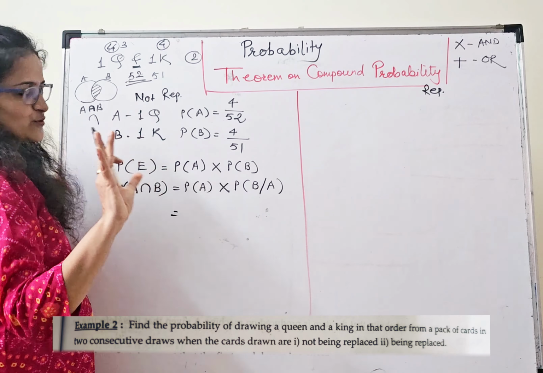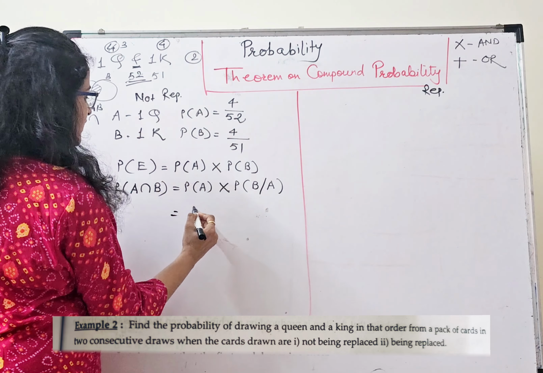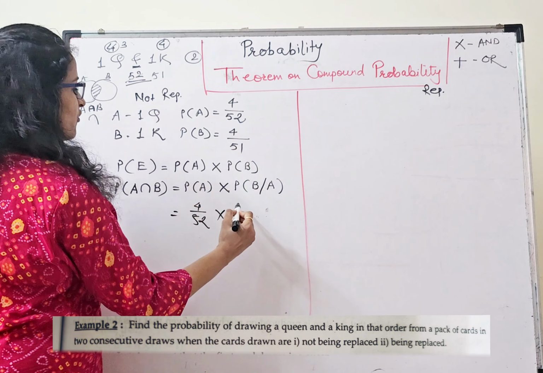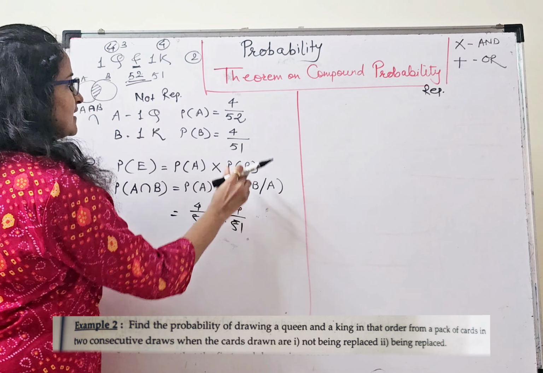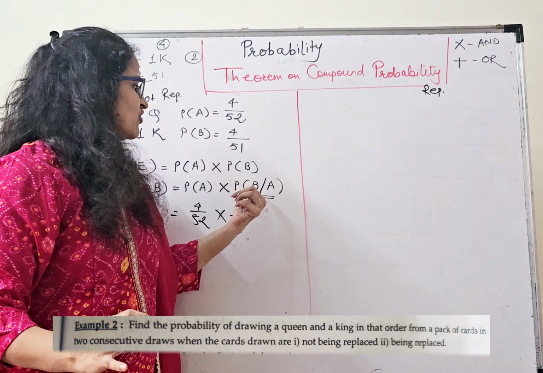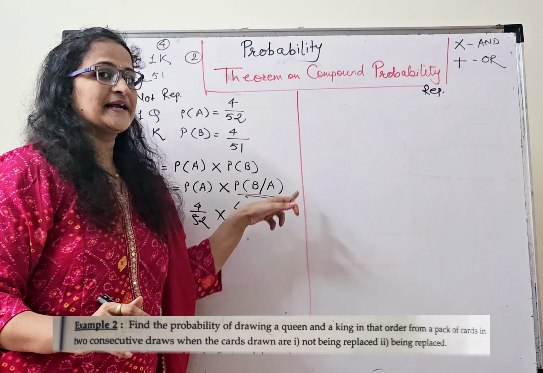Now let's put the values, okay? Probability of A is what you have already found, 4 by 52, into probability of B, which is 4 by 51, okay? See, this is just the representation I am changing here, right? This is probability... dependency here, right?